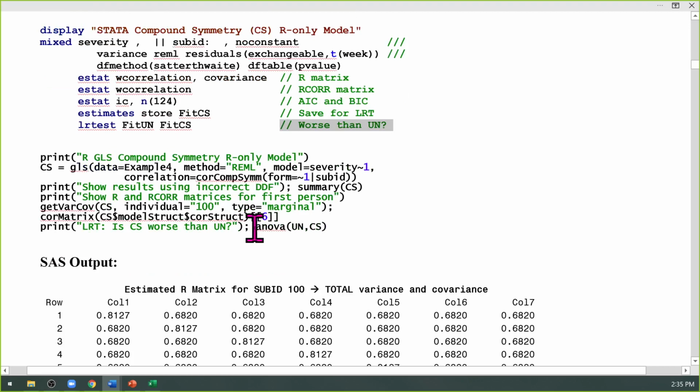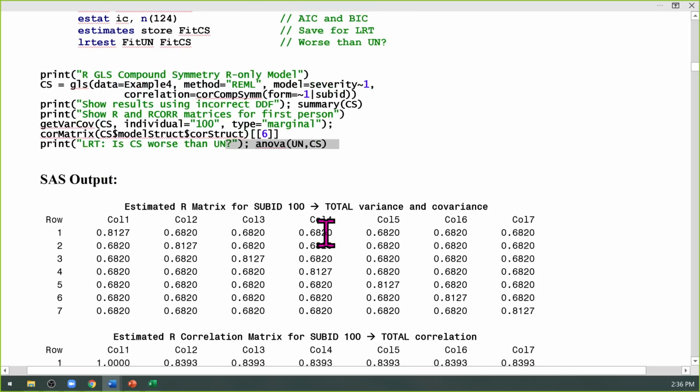All right, and then ANOVA with the 2 model results in R is how we do a likelihood ratio test. So I had saved UN as the analysis for unstructured. Then I saved the results of this one as CS, and then the ANOVA command at the end here does the likelihood ratio test in R.